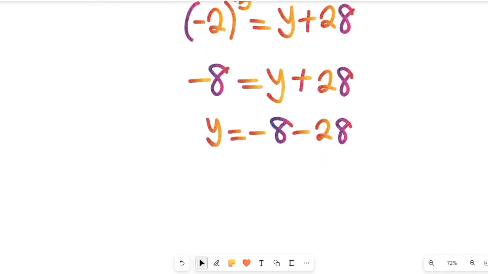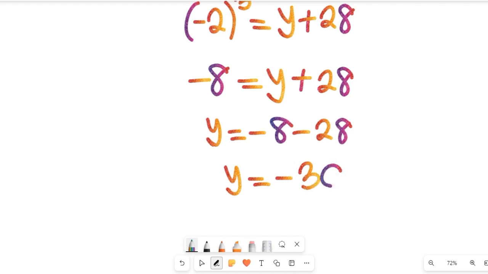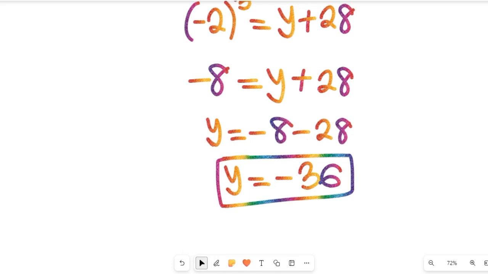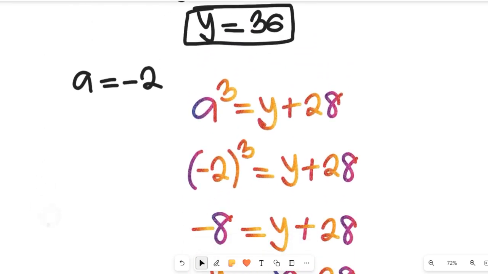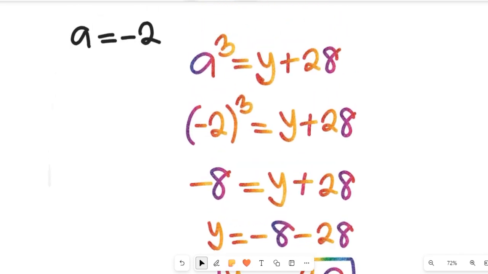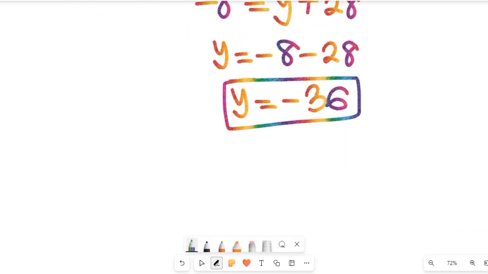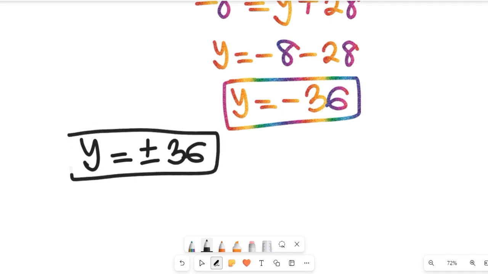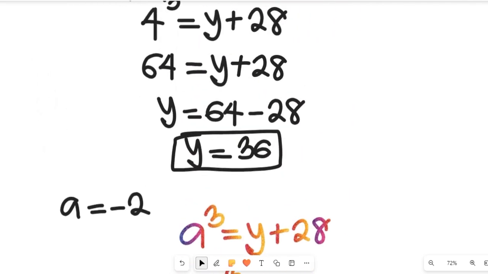So the value of y will be equal to minus 36. So you see that the value of y up there is positive 36 and here y is negative 36. So that means overall that the value of our y is equal to plus or minus 36. And that is the solution to the value of y in that expression that is given to us.